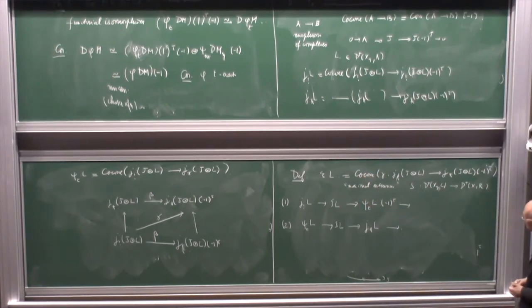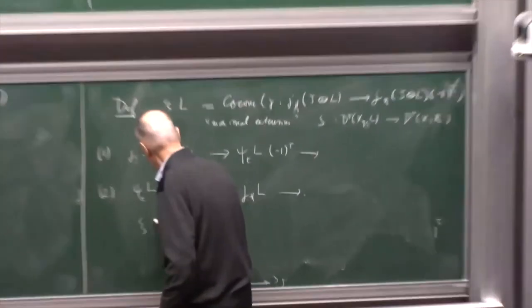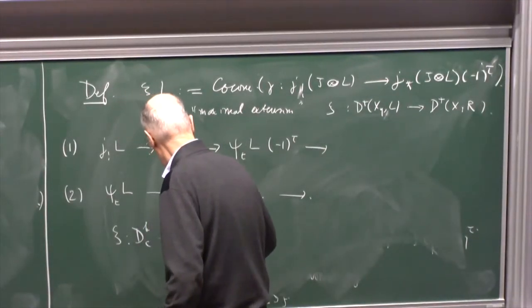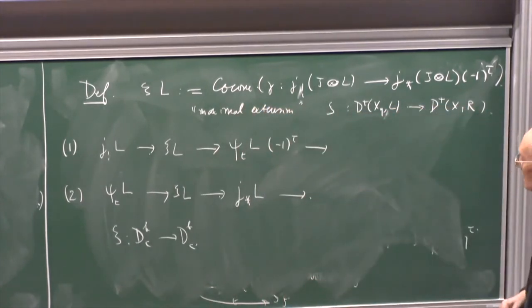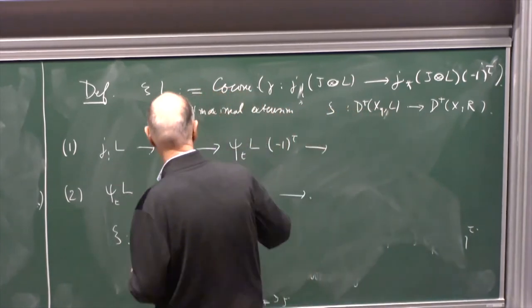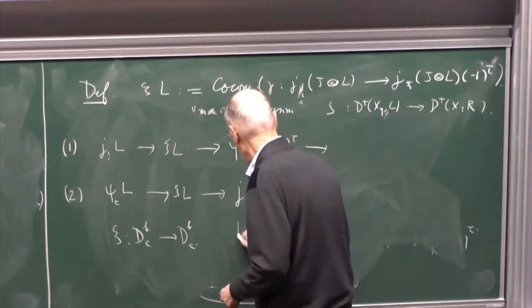These triangles show that ψ sends D^b_c to D^b_c. And if L is perverse, then j_! and j_* are also perverse, and then Ξ is perverse.